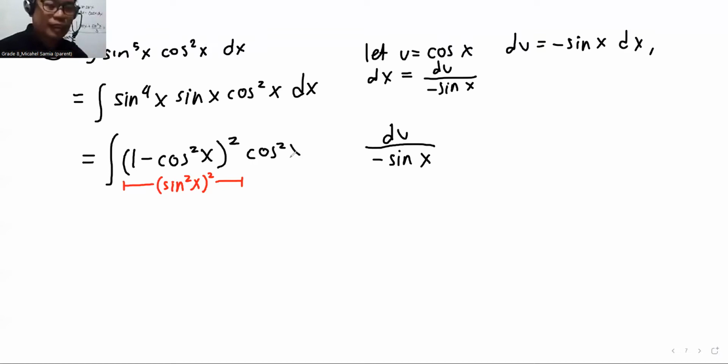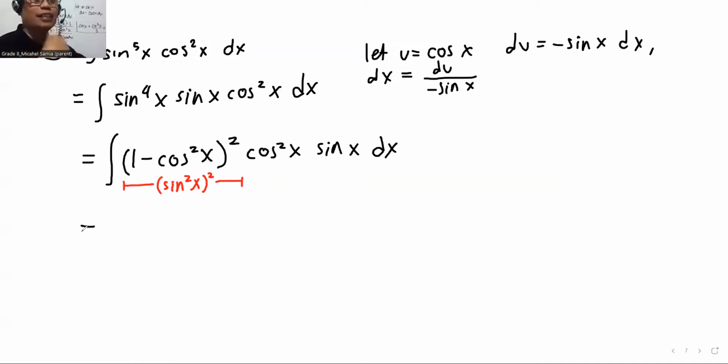And then dx. Now, Josh, it's still dx, not yet du, since you haven't changed your cosine into u. Yeah, substitute cosine x into u.